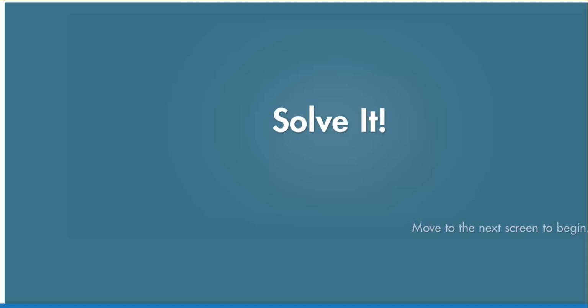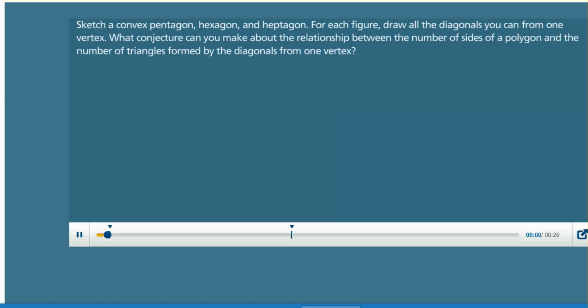So let's take a look at the solve it activity, which starts chapter 6 or lesson 6.1. It says to sketch a convex pentagon, hexagon, and heptagon. For each figure, draw all the diagonals you can from one vertex. And we're going to look at what a diagonal is. And we're going to make a conjecture, or an educated guess, about the relationship between the number of sides a polygon has and the number of triangles formed by those diagonals.